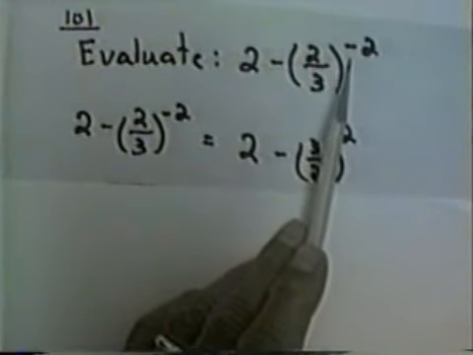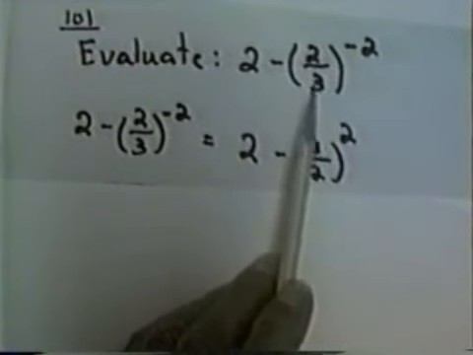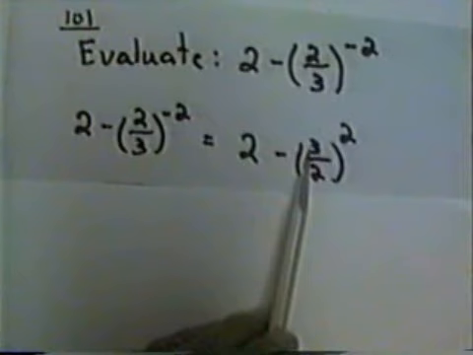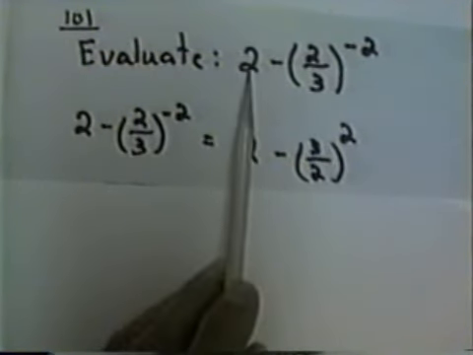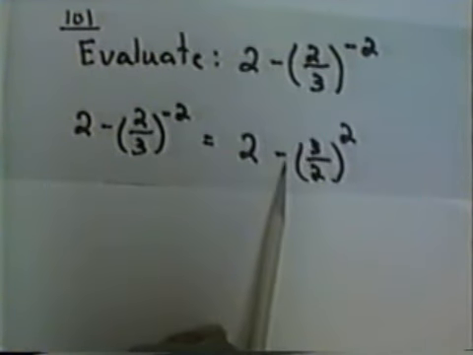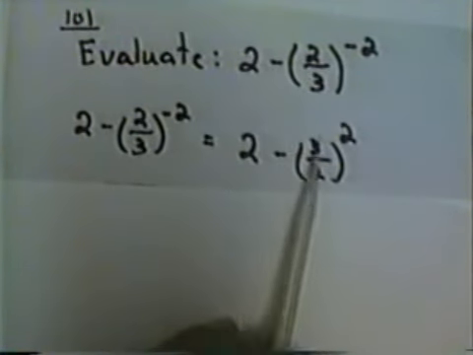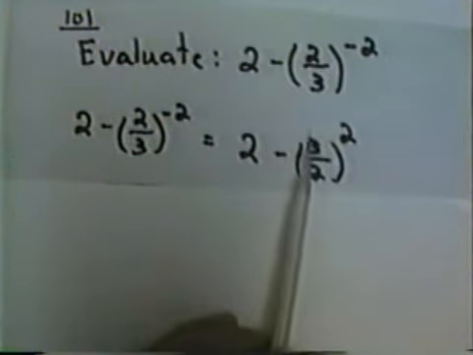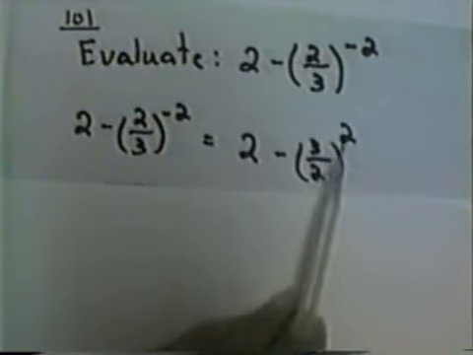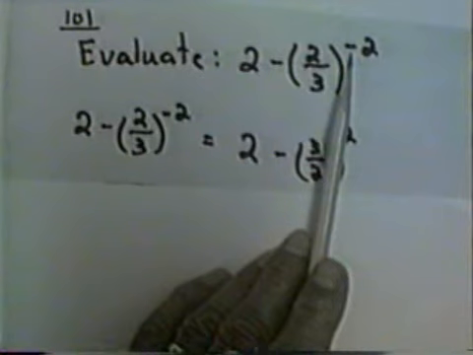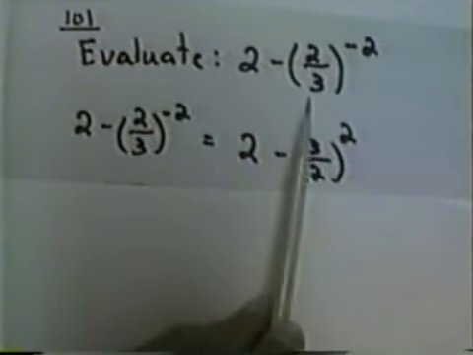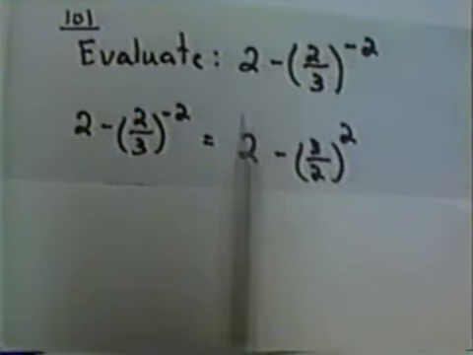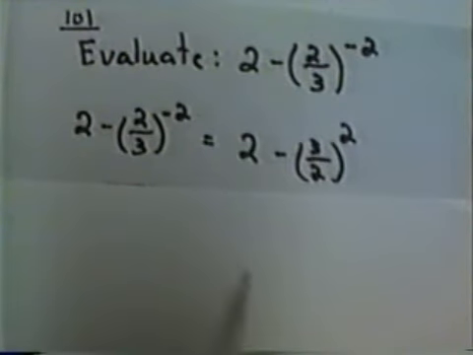A negative exponent tells me to take the reciprocal of the base. The reciprocal of 2/3 is 3/2. I copy everything else exactly the same. I leave the 2, I leave the subtract, I take the reciprocal of the base, and of course once I take the reciprocal, I leave off the negative exponent, because the negative exponent tells me to take the reciprocal. Once I take the reciprocal, I don't want to do it again. Just like if someone gives you a list of chores to do, once you do the chore, you mark it off and you do not leave it down.